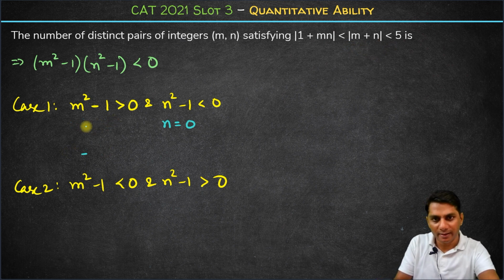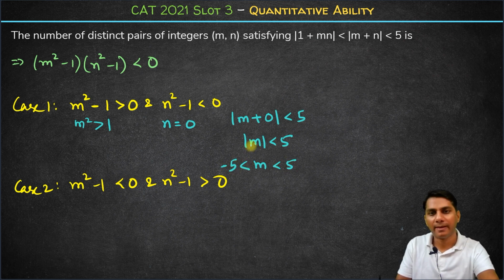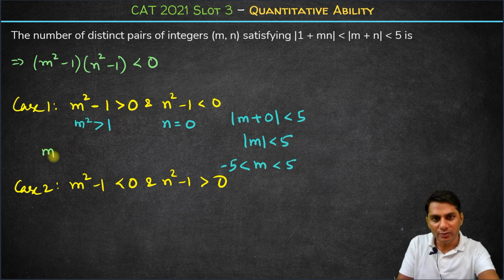Let's do that. We know m square should be greater than 1. And now looking at this inequality here, we have mod of m plus 0 should be less than 5. That means mod of m should be less than 5. That means m should be less than 5 but greater than minus 5. But we also know that m square should be greater than 1. So if you look at both these inequalities, the value that m can take is either plus 2 or minus 2.